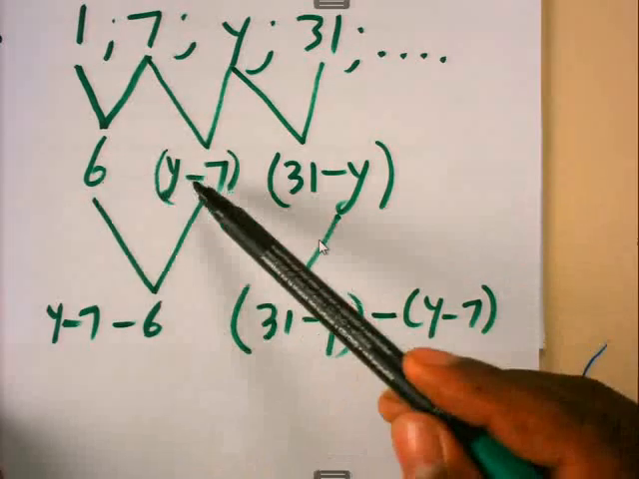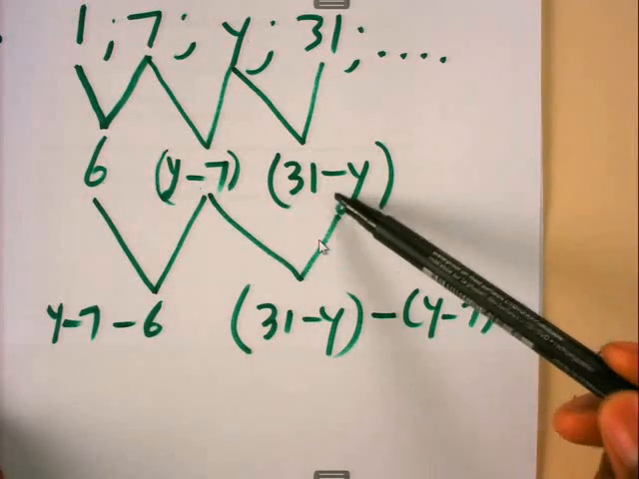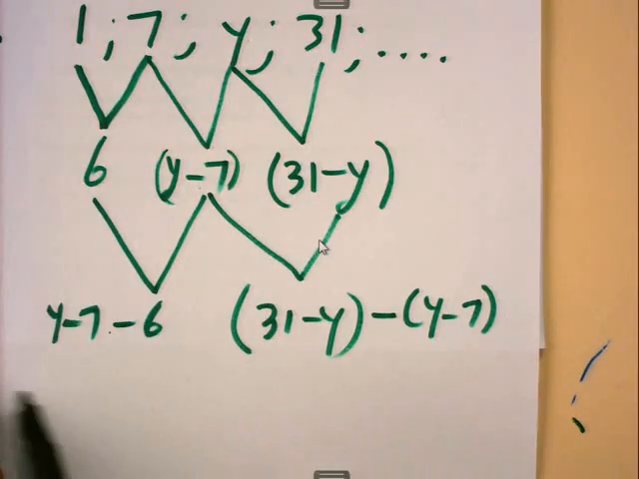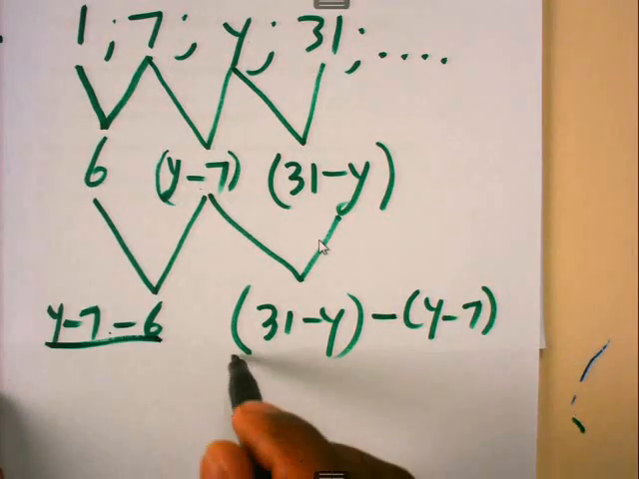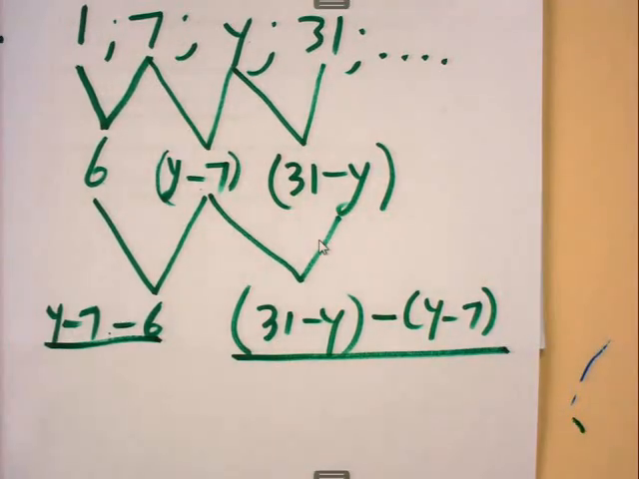This is the first difference. This is the second difference. And what is key about a quadratic number pattern is that the second difference is common.